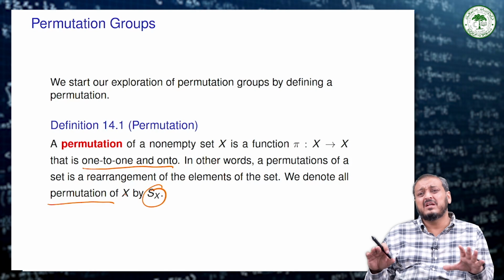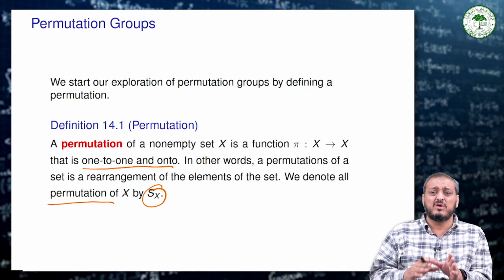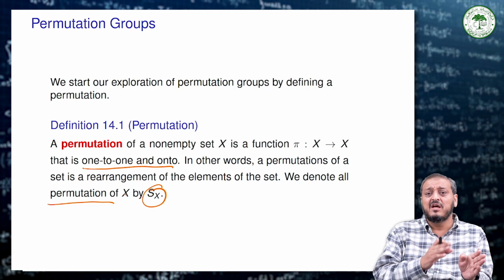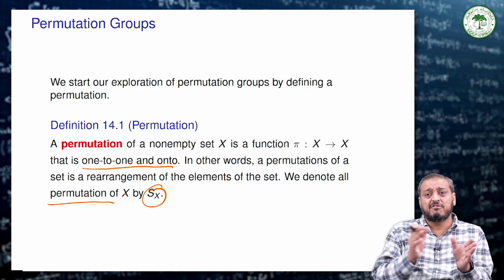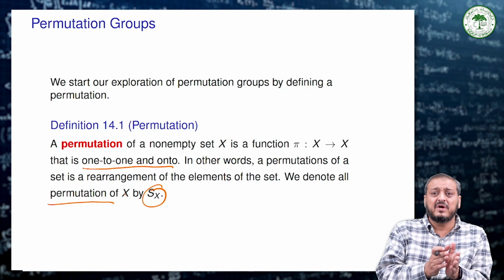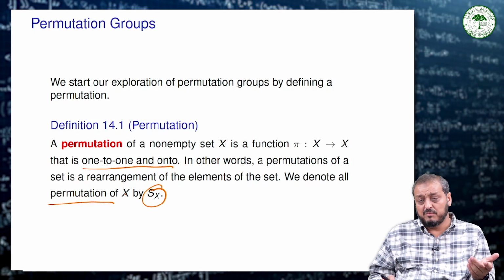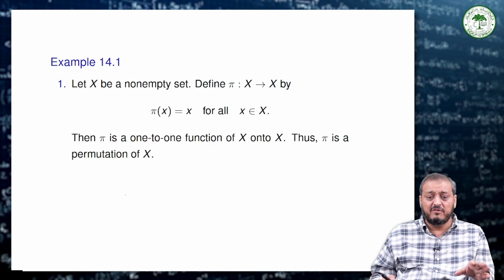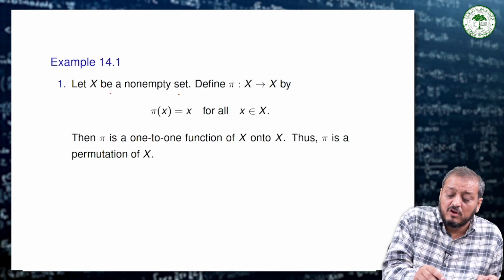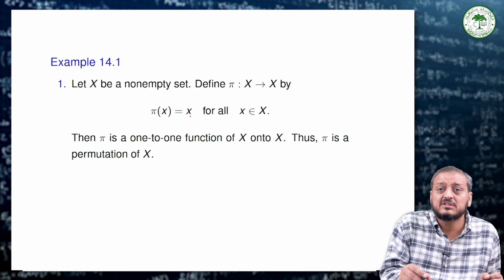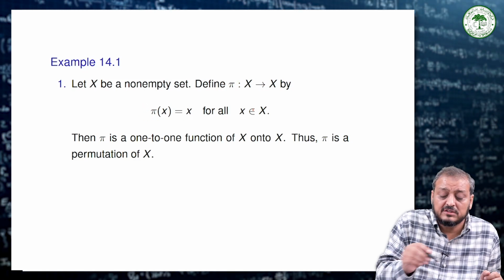Simply, a permutation is a map defined on a non-empty set X, from X to X, where there is a function pi, and this function pi is one-one and onto. Then we can say that it is a permutation. For example, let X be a non-empty set and pi is defined by pi of x equals x for all x in X.